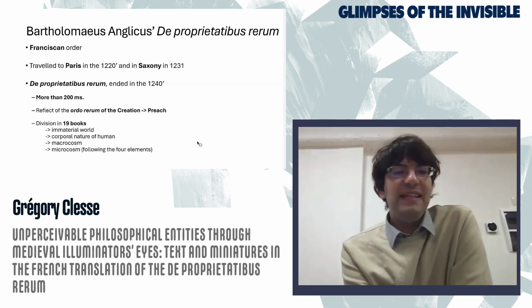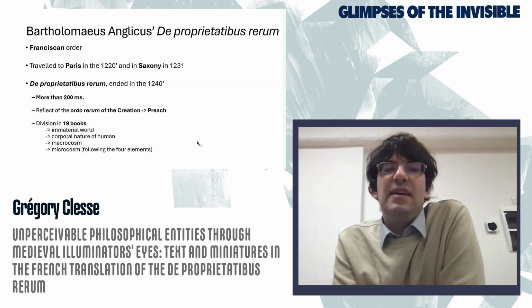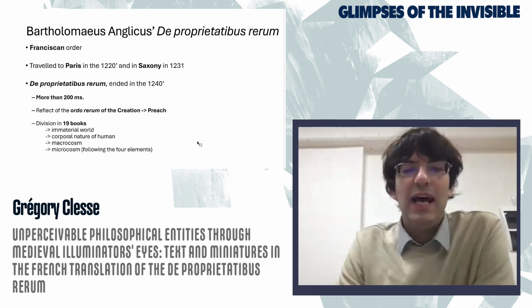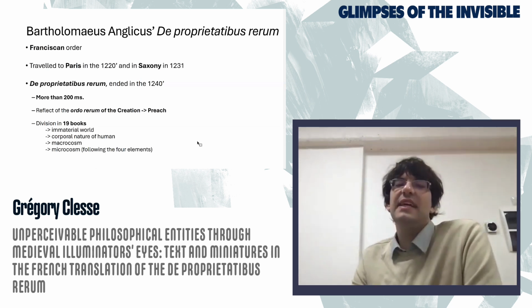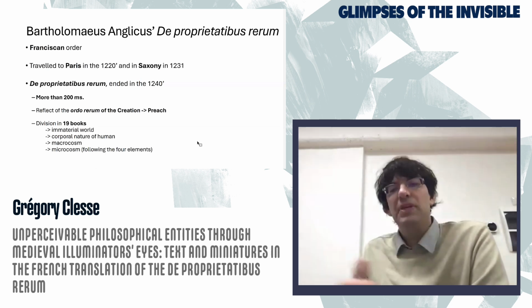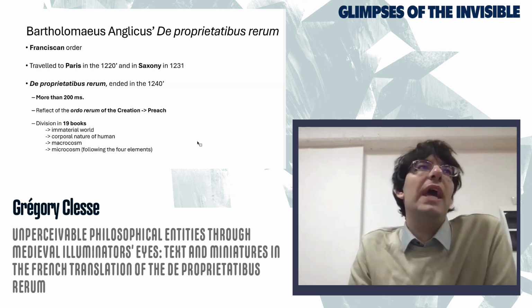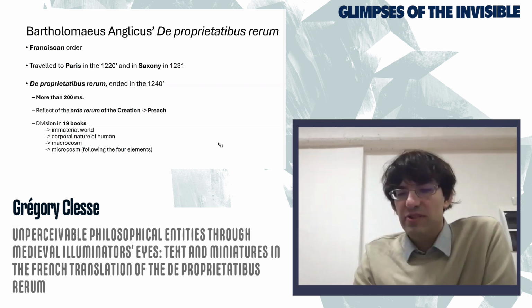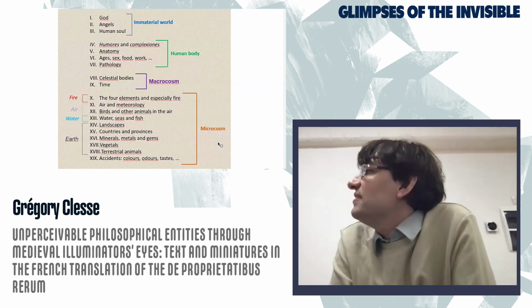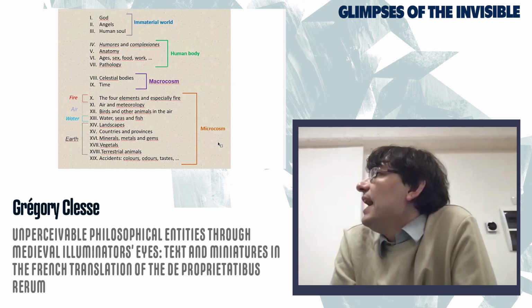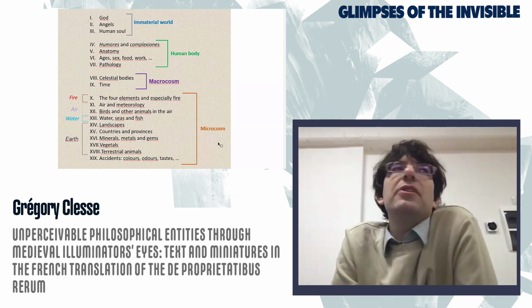And so the book is divided into, let's say, 19 different sections. It starts with the immaterial world, and then it goes to the human with the corporeal nature, to the macrocosm, and then to the microcosm, following the order of the four elements. So if I... like this. So this is a kind of map that we can build from the contents. So you see a few sections about God, angels, and the human soul for the immaterial world.